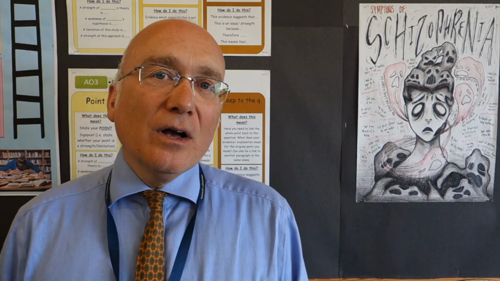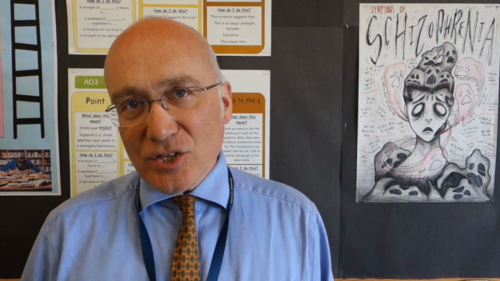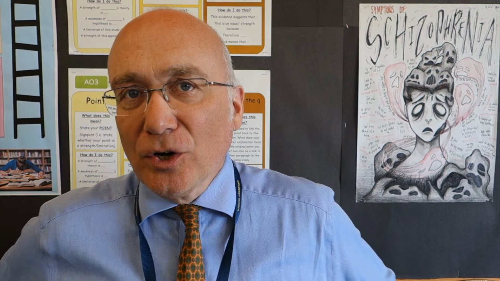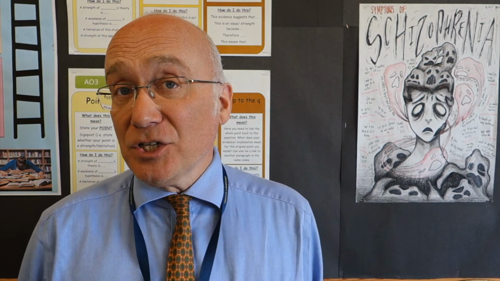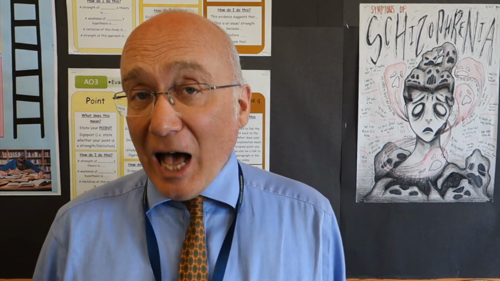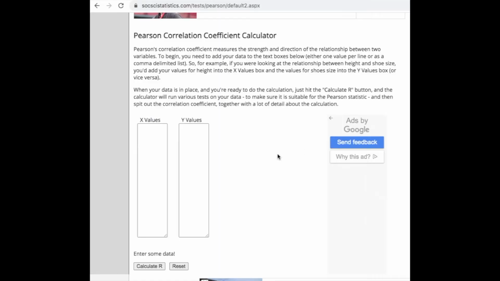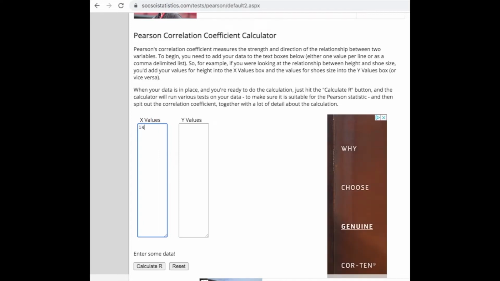Okay, the online calculator that I'm using today is socscistatistics.com. It's not a bad one actually because it gives you a value of R and it gives you the scattergram. So what I'm doing here is entering my marks out of 16 into the X column and Mr. Lemon's marks out of 16 into the Y column. And that means that when I do the scattergram, my marks are going to be on the X-axis and Mr. Lemon's are going to be on the Y-axis.